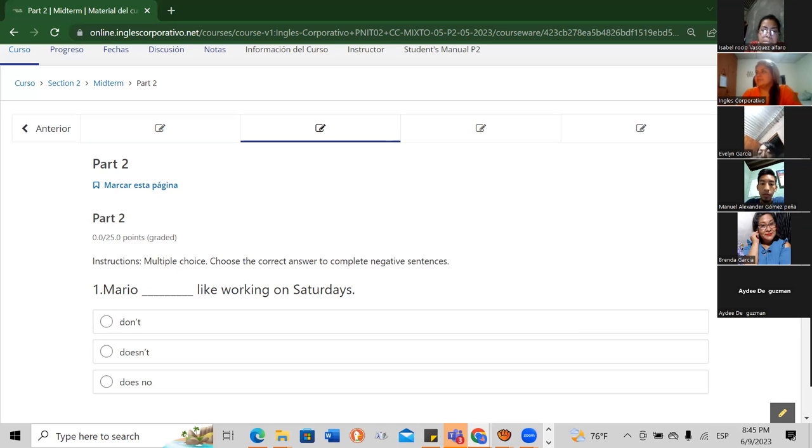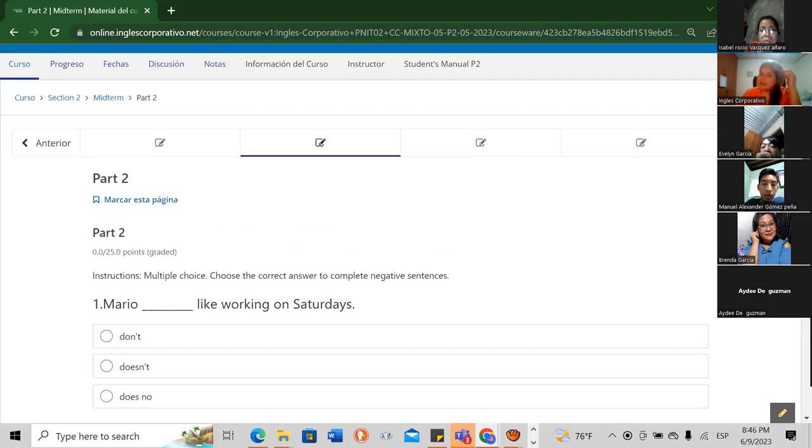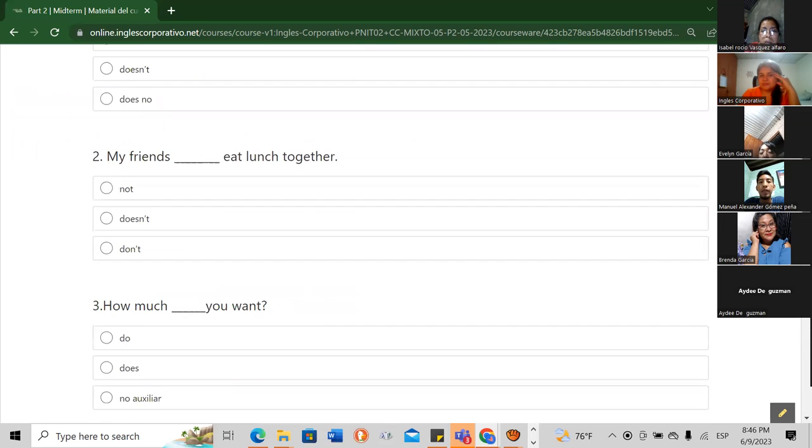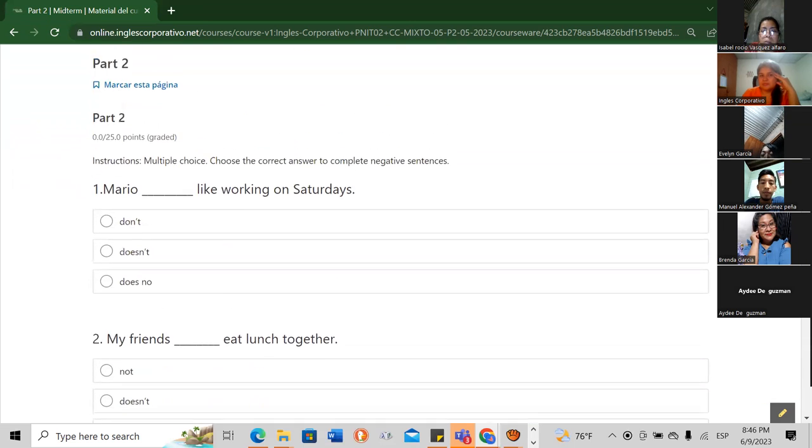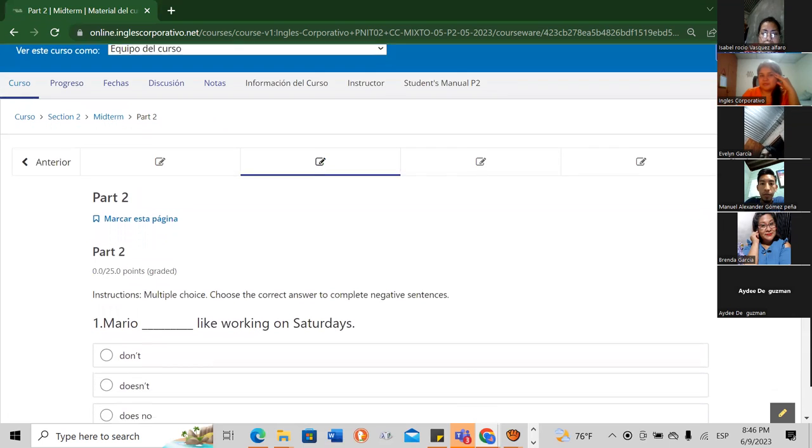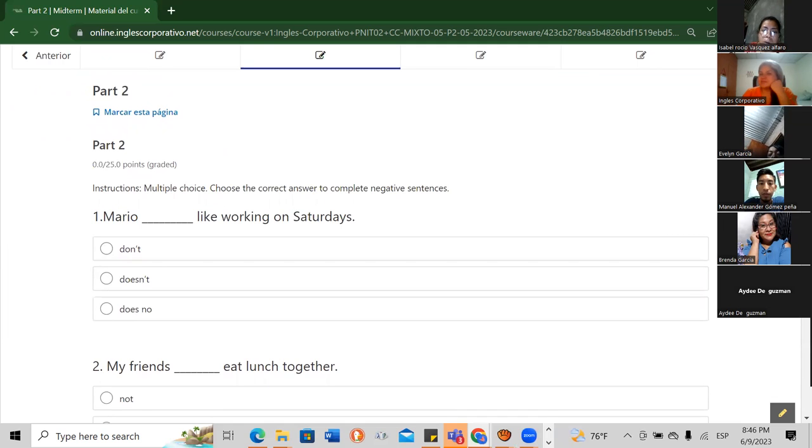Muy bien, lo están trabajando rápido, ¿ok? Brenda, ¿recuerda que es la parte 2, section 2, donde dice midterm exam? Ahí donde le va a dar clic. Yes, teacher, ya estoy ahí intentando entrar. Ok, good. Sección 2, midterm, donde dice midterm exam.